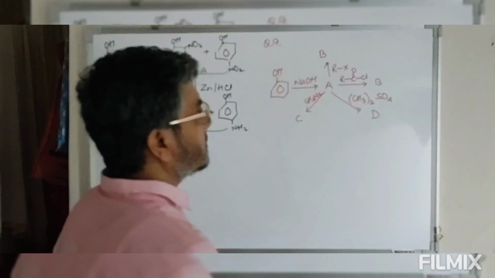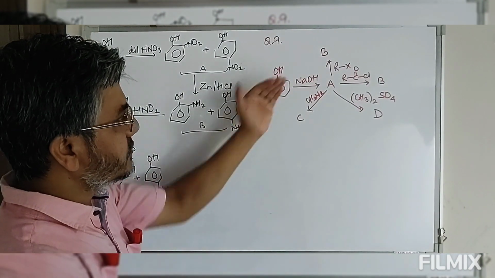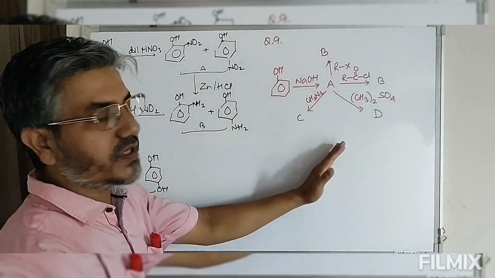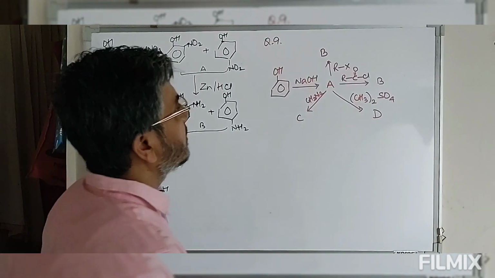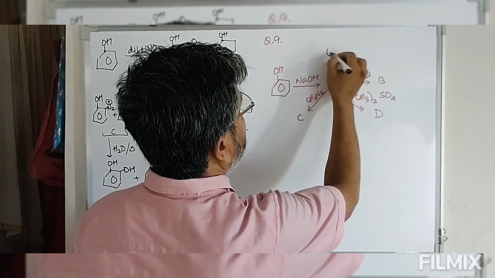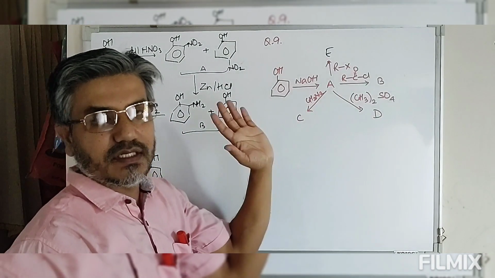In this reaction, starting compound is phenol. So phenol reacts with sodium hydroxide, which gives you A. A reacts with a number of reagents to give you these products. We have to identify A, B, C, D, E.